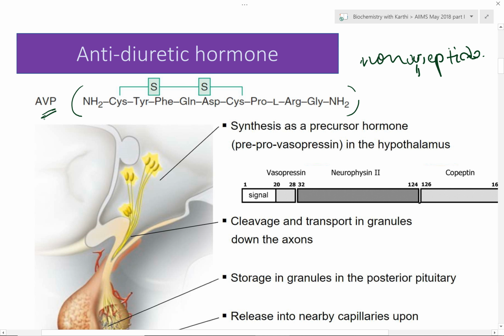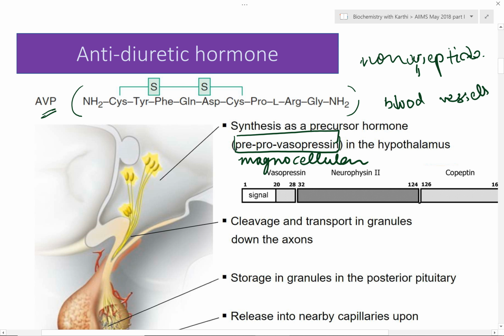It is also known as Arginine Vasopressin due to its effects on the blood vessels, where it acts as a vasopressor substance. So AVP or ADH is synthesized in the hypothalamus in the magnocellular cells. So they are magnocellular secretory cells in the hypothalamus, which synthesize the precursor hormone, which is pre-pro-vasopressin.